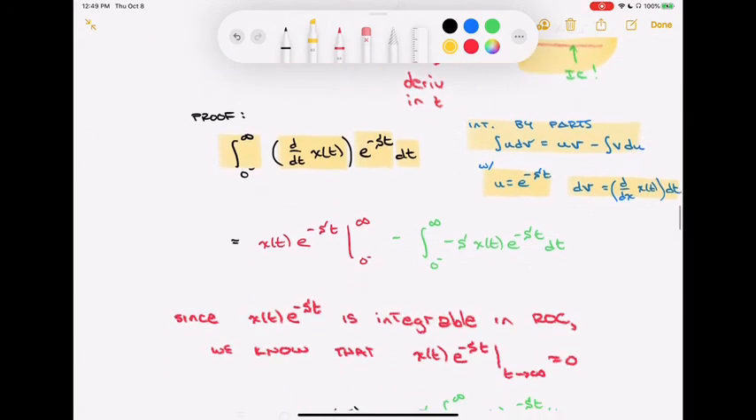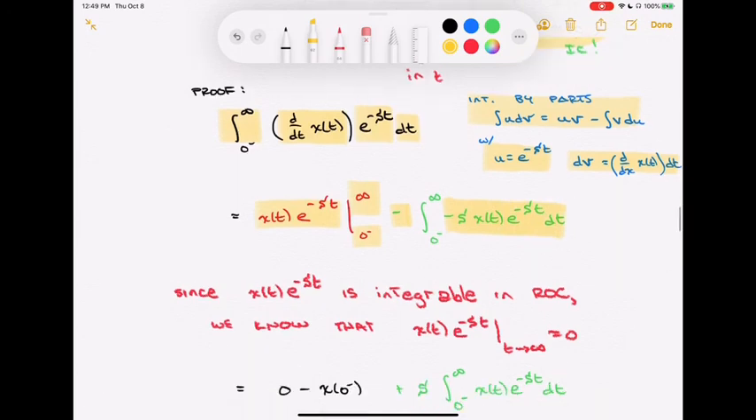I'm not going to do all the steps. You can check this out yourself. What we end up getting is uv, which is going to be x of t e to the minus st, evaluated on my integration limits, 0 minus to infinity. And then I'm going to subtract, right? And I'm going to integrate the v du. And if you take a look at that v du product, it's minus s x of t e to the minus st dt, something along those lines.